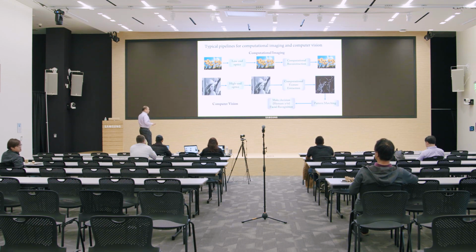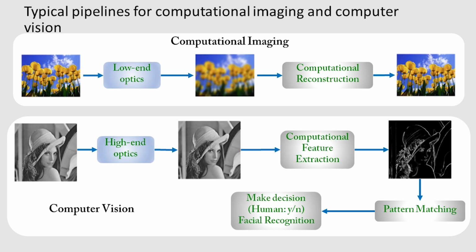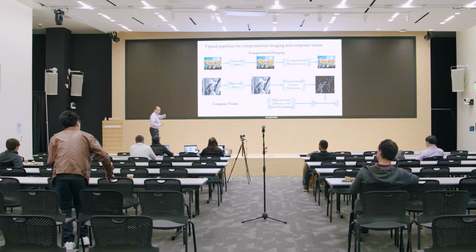For computer vision, generally we can use high-end optics because our goal is to capture an image with as high fidelity as possible, but then we turn on our computational blocks. We can extract the features, we can do pattern matching, and we can make a decision. These are very simple building blocks. And I want to point out here this low-end and high-end optics that people are using. Generally, they are made of spherical surfaces, they are made of lenses, and we don't really have control over changing each point of this element.